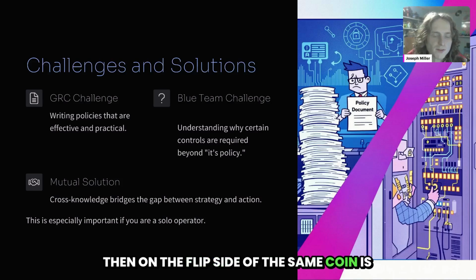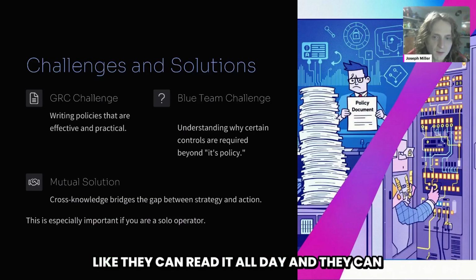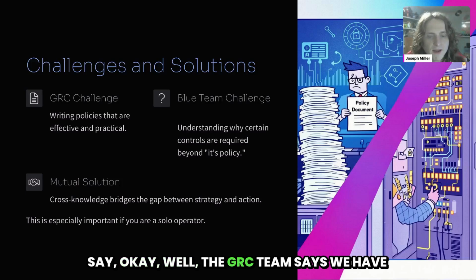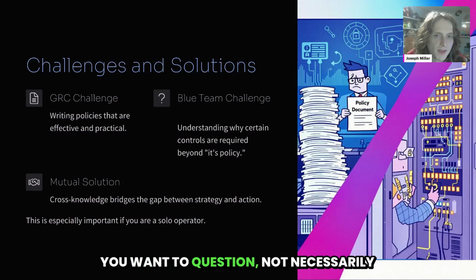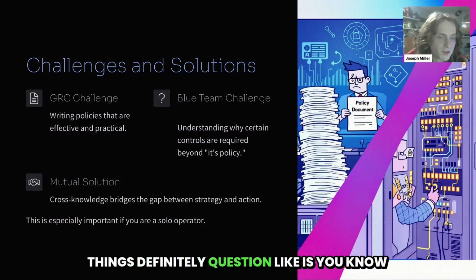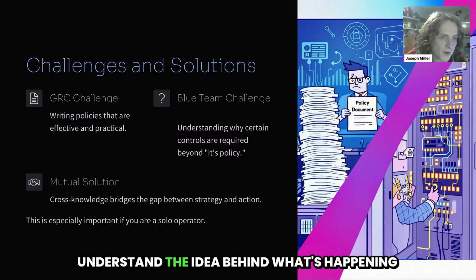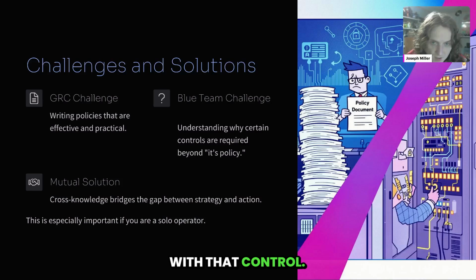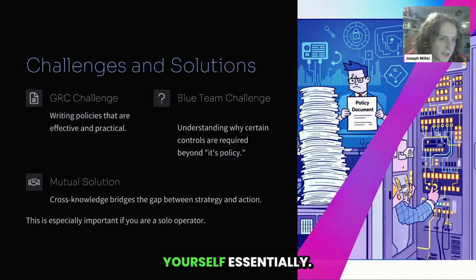Then on the flip side of the same coin is the blue team understanding why controls are being required and put in place beyond just the policy. They can read it all day and say, okay, well, the GRC team says we have to put this in place, so let's do it. But you don't want to just do it. You want to question, not necessarily question their ability to make the right calls, but question why. And if you know a few things, definitely question, like, what do you mean by that? It helps a lot when you actually understand the idea behind what's happening with that control. It just gives you more insight on the different things that you could do, rather than limiting yourself to one or two, essentially.